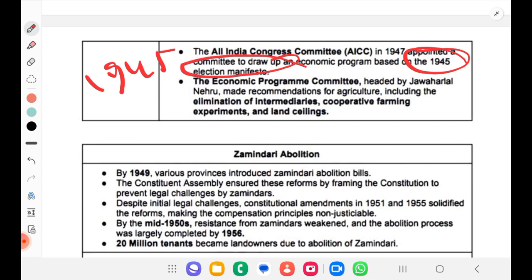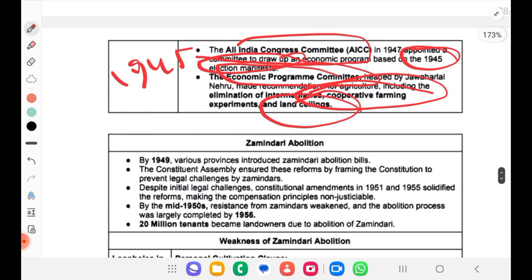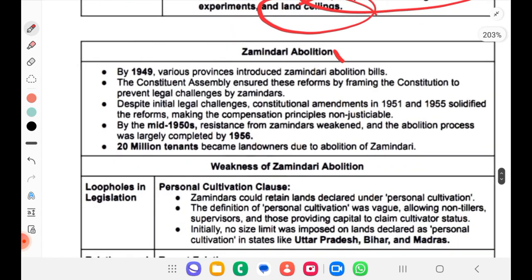The Economic Program Committee headed by Jawaharlal Nehru made recommendations for agriculture, including the elimination of intermediaries, cooperative farming experiments and land ceiling. So from that time only we had the cooperative farming concept. So the All India Congress Committee Economic Program Committee was headed by Nehru. So then, abolition of zamindari.